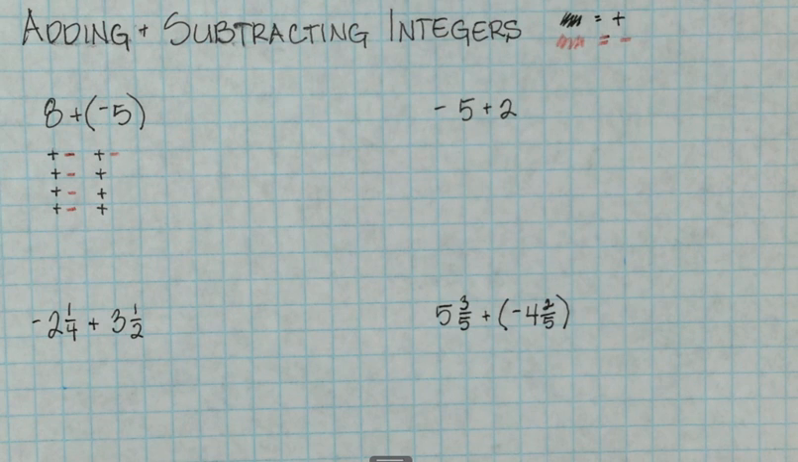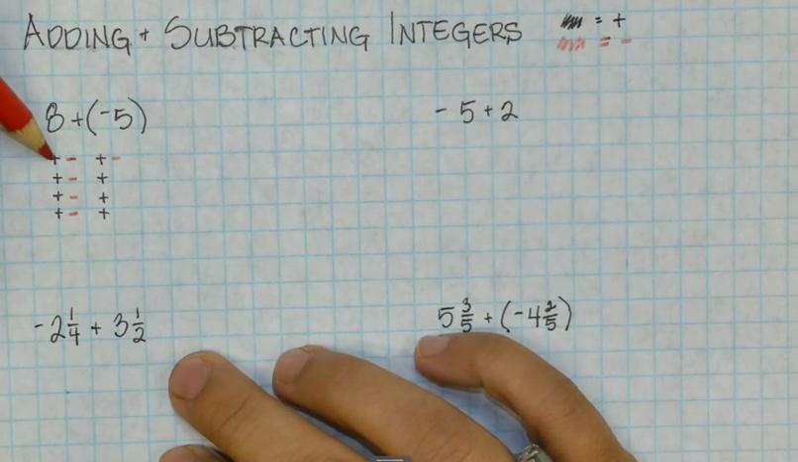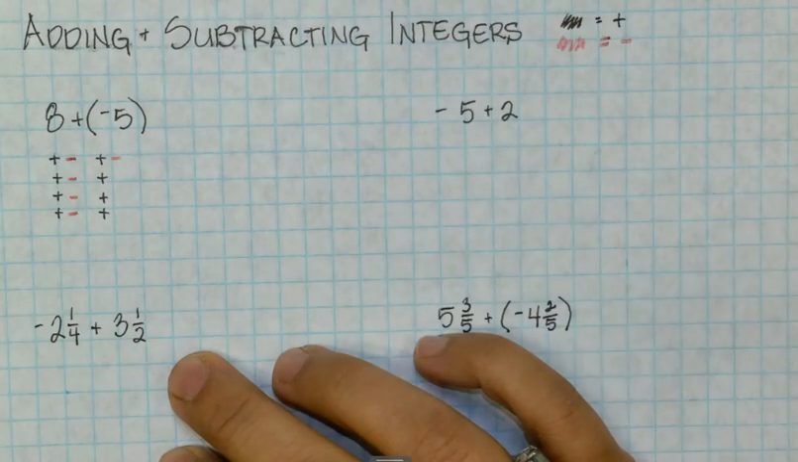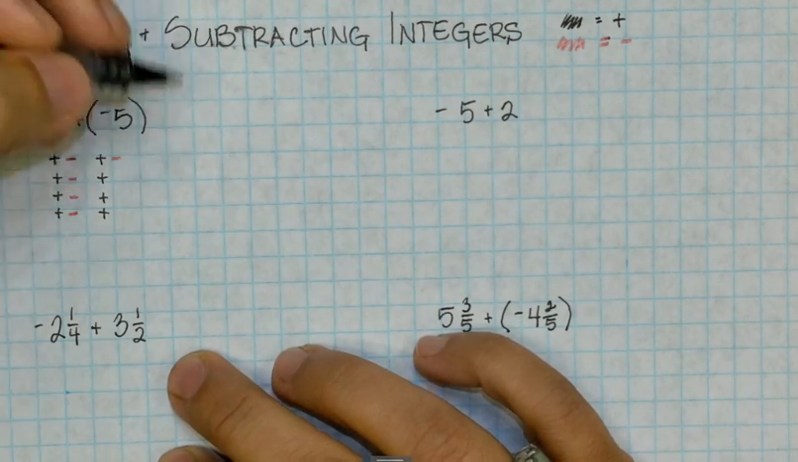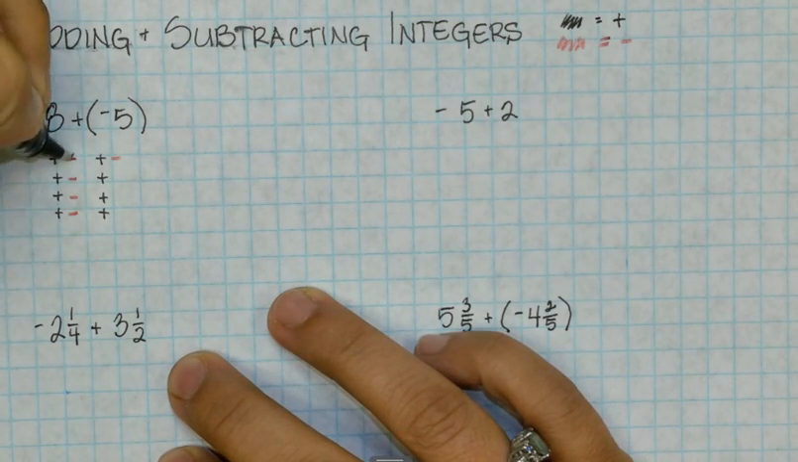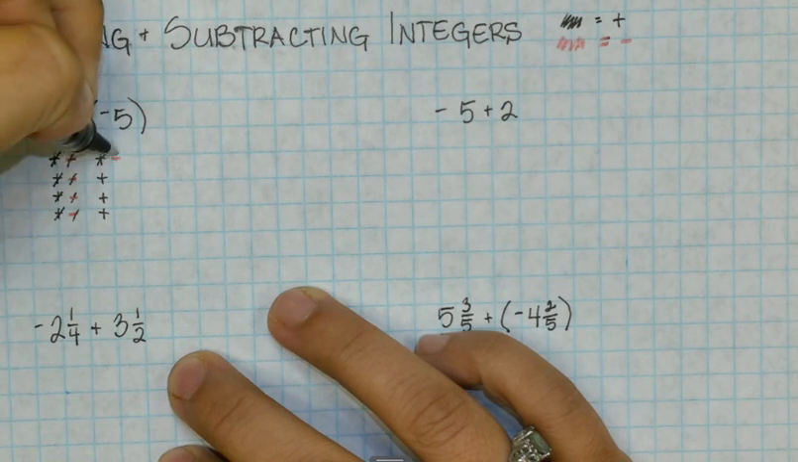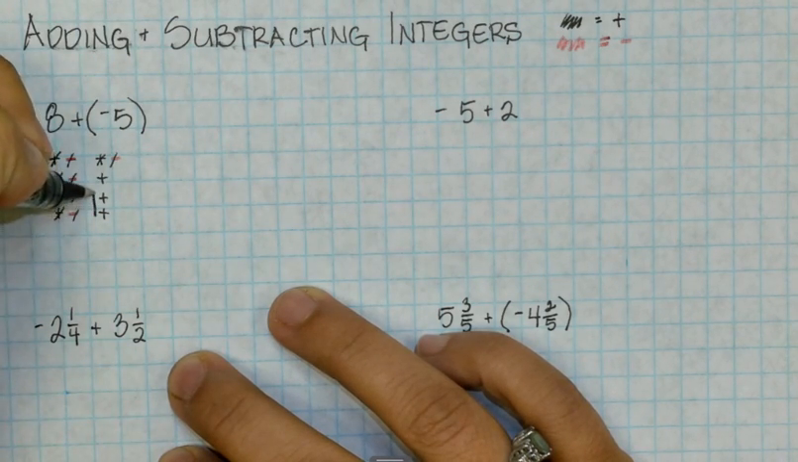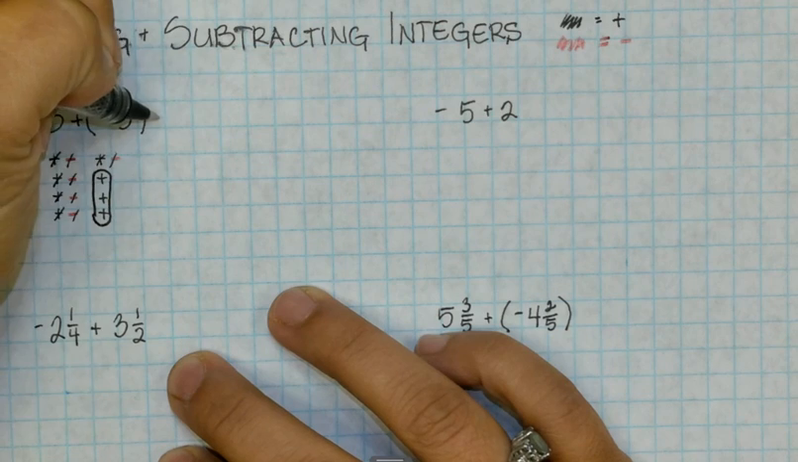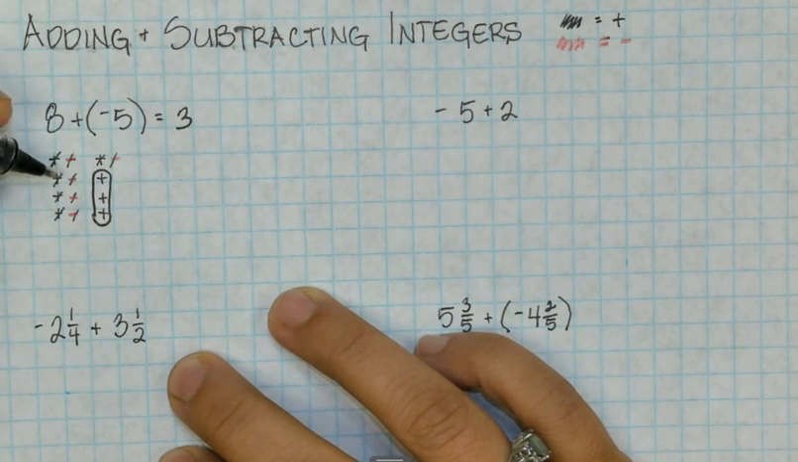Okay? And so we know that if we have $1, for example, and we owe $1, we have nothing, right? Every positive and every negative cancels each other out. So I've got a positive and a negative, and so I just have 0 there. I'm going to continue to cancel them out until I can't cancel them out anymore. My final answer here is a positive 3. I am left with 3. So 8 plus negative 5 equals a positive 3.